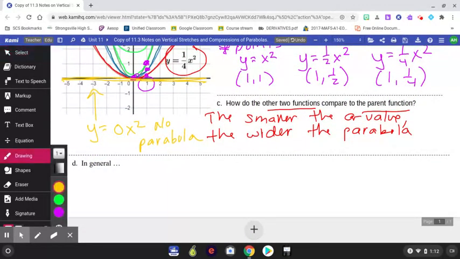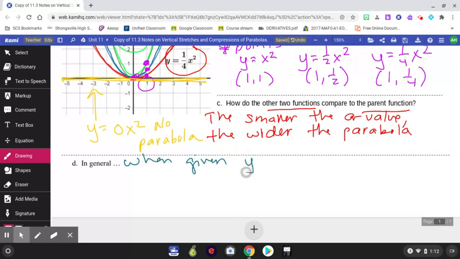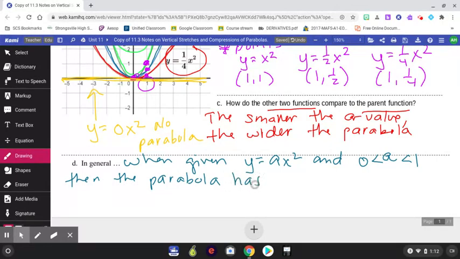And so let's talk about it in general, right? So in general, we could say that when given y equals ax squared and that a value is between 0 and 1, okay? So a has to be bigger than 0. If it's 0, I don't have a parabola. But the coefficients for these parabolas are smaller than 1, right? 1/2, 1/4, 1/8, etc. Okay. Then the parabola has a vertical compression.